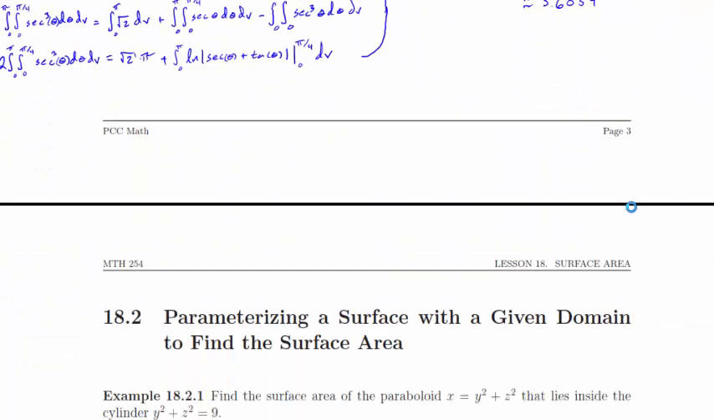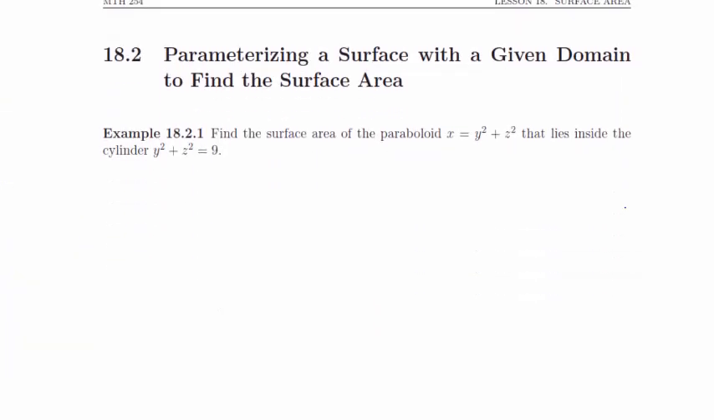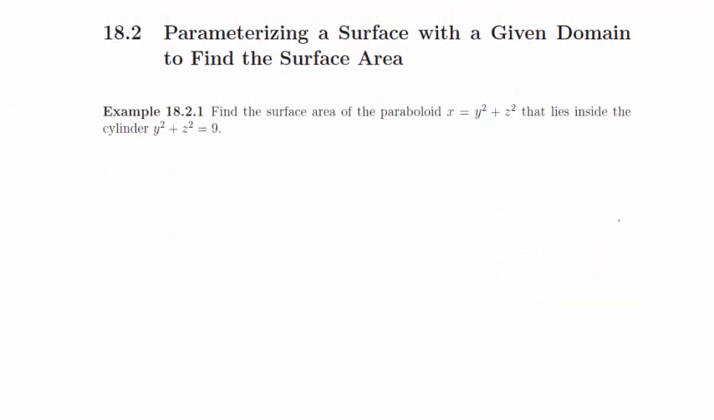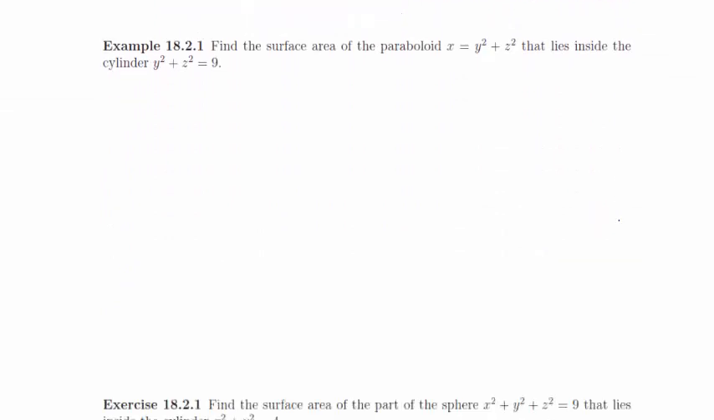Let's go ahead and move to section 18.2, parameterizing a surface with a given domain to find the surface area. Example 18.2.1, find the surface area of the paraboloid x equals y squared plus z squared that lies inside the cylinder y squared plus z squared equals 9.